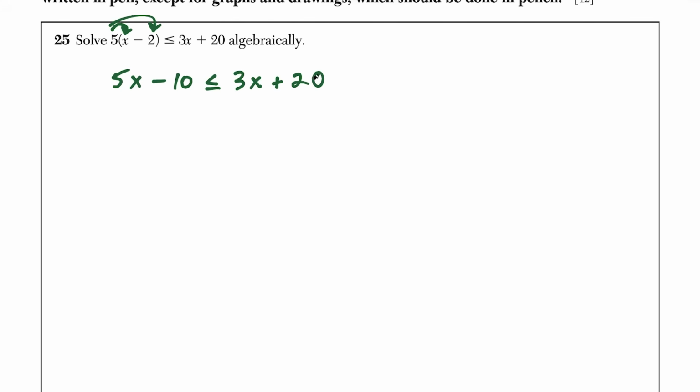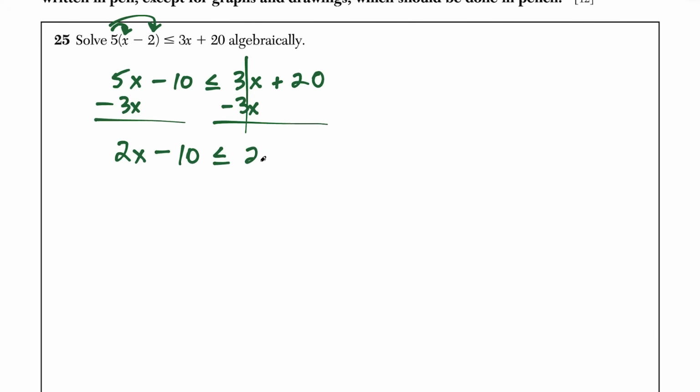And now from here, pretend that you're solving an equation. You want to get the x's on one side. So from here, I would do minus 3x on both sides. So we're doing minus 3x on the right side and the left side. 3x minus 3x cancels, and then we have 5x minus 3x is 2x, and I bring down the minus 10. And this is less than or equal to, we're left with 20 on the right side. Now from here, we could just do plus 10 to both sides, and that's going to cancel out the minus 10 on the left. So we have minus 10 plus 10 canceling out. And now we have 2x is less than or equal to 30.